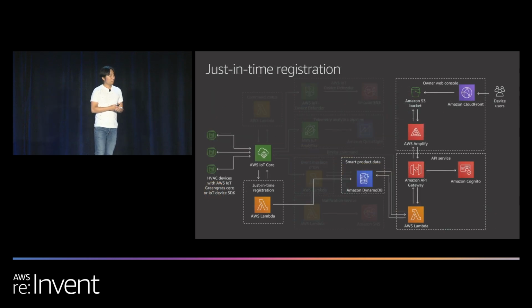So these are the components for the just-in-time registration itself. We have AWS IoT Core, a just-in-time registration Lambda function, and an Amazon DynamoDB table, and we also have a web console to register your device through the web console.